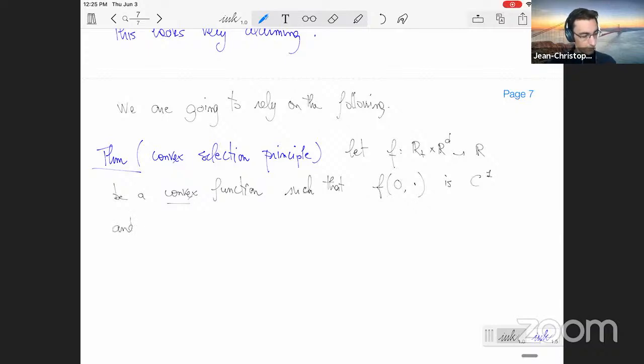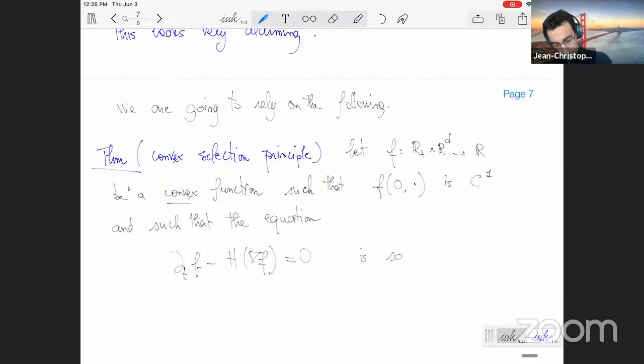and that F solves the equation, and such that the equation that we care about is satisfied on a dense set of points of R plus cross R^d.